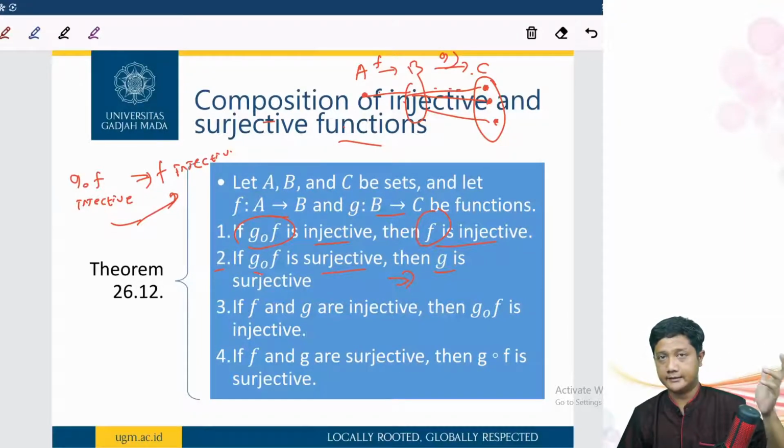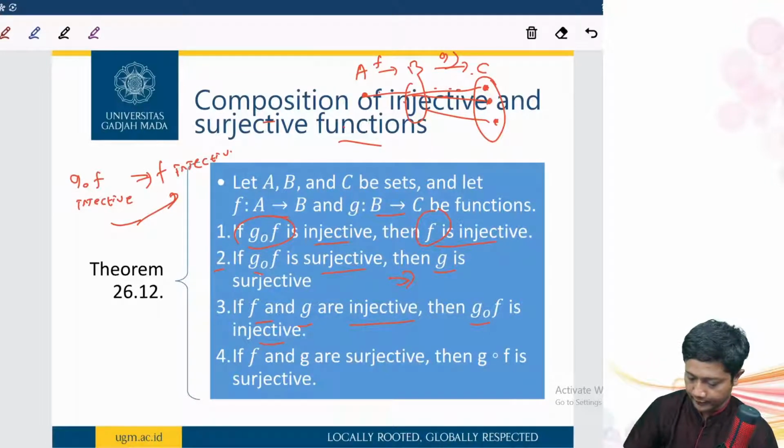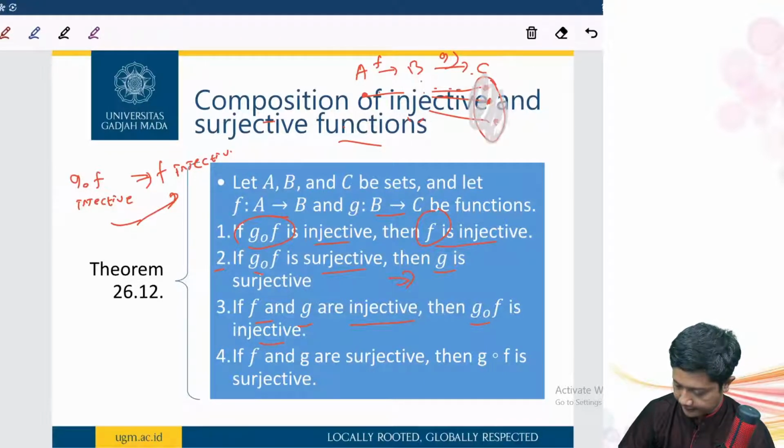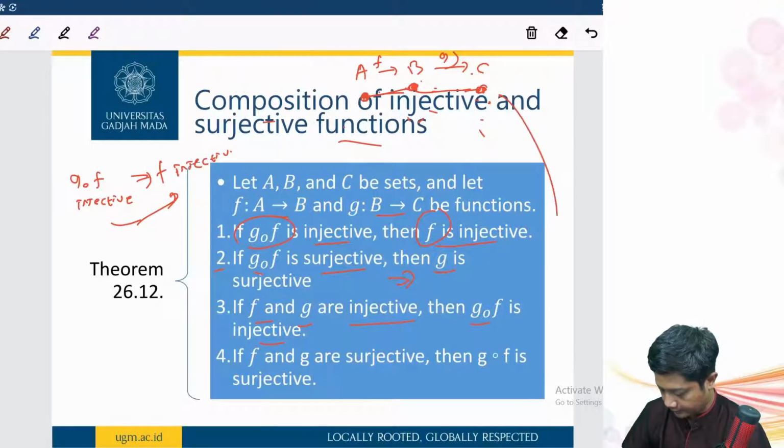It's only an implication. And next, if F and G are injective, then the composition should be injective. Why? Because imagine you have one-to-one, then this part is one-to-one, which means a single element here will have a single partner in B, and every element here has a single partner in C. So clearly we can see that every object in A has a single partner in C. So this one is very clear.